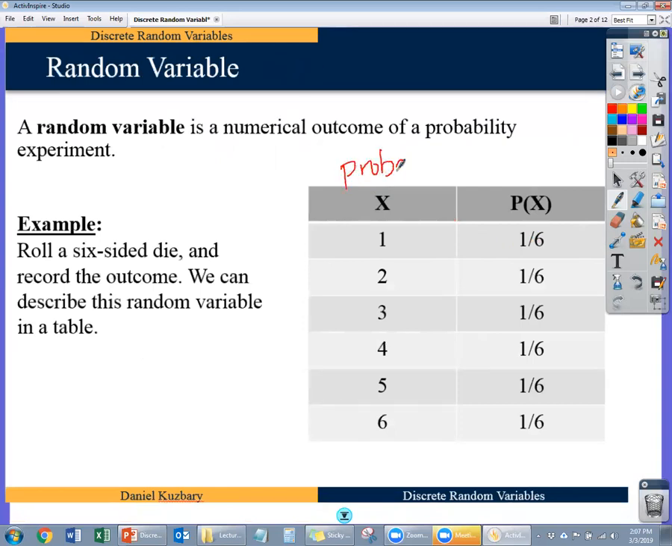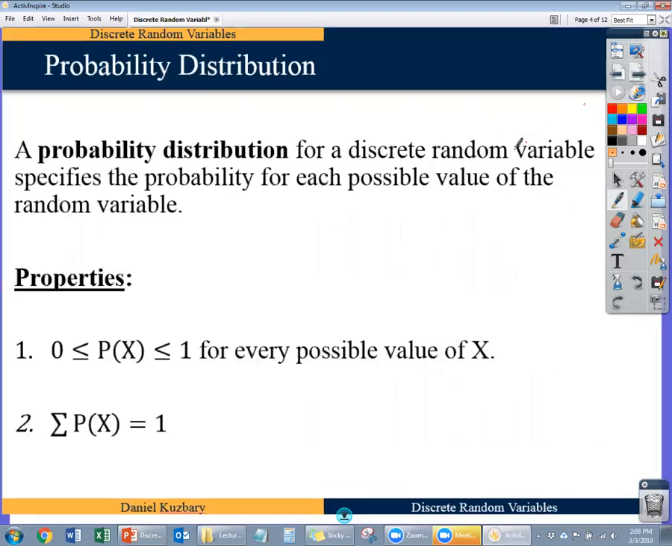A probability distribution lists the probabilities for all the outcomes. So you see the outcomes, you see the associated probability. Oftentimes we can represent probability distributions in tables like this. For a discrete random variable, we can list the outcomes, we can list the probabilities. These are the 2 properties of probability distributions, and I think we've seen both of them before.